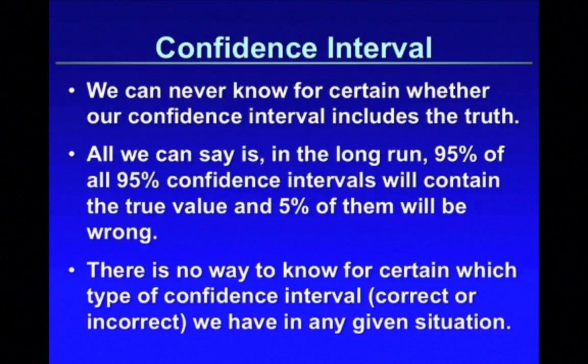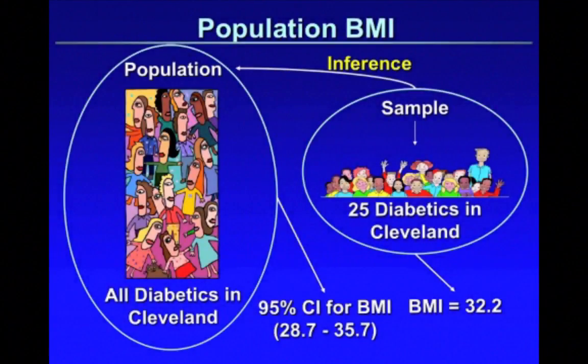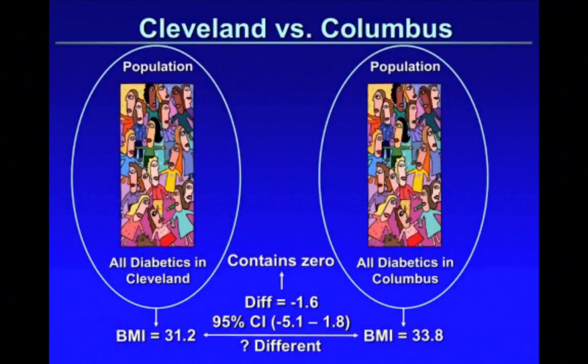So how can we use the confidence interval to say something about all diabetics in Cleveland, or to compare the mean BMI among diabetics in Cleveland to those in Columbus? In the first case, the computer tells us that our sample mean BMI is 32.2, and that the 95% confidence interval is 28.7 to 35.7. This means we are 95% certain that the true population mean BMI for diabetics in Cleveland is between 28.7 and 35.7.